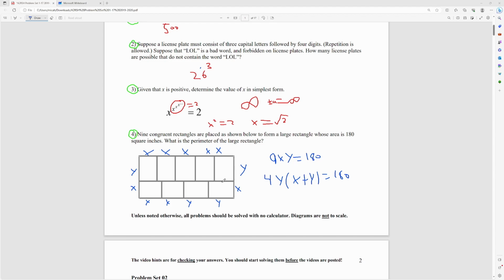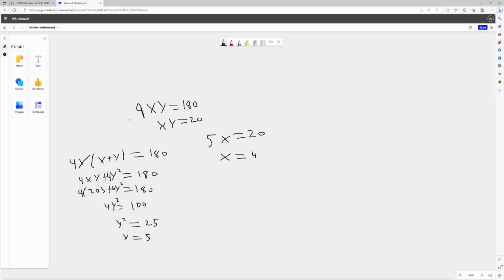The second way is using base times height. 4y is the base times the height of x plus y equals 180. Now what we're going to do is we're going to solve for x and y and then get the perimeter. So we could expand out 4y times x plus y into 4xy plus 4y squared equals 180. This is the base times height one, by the way.